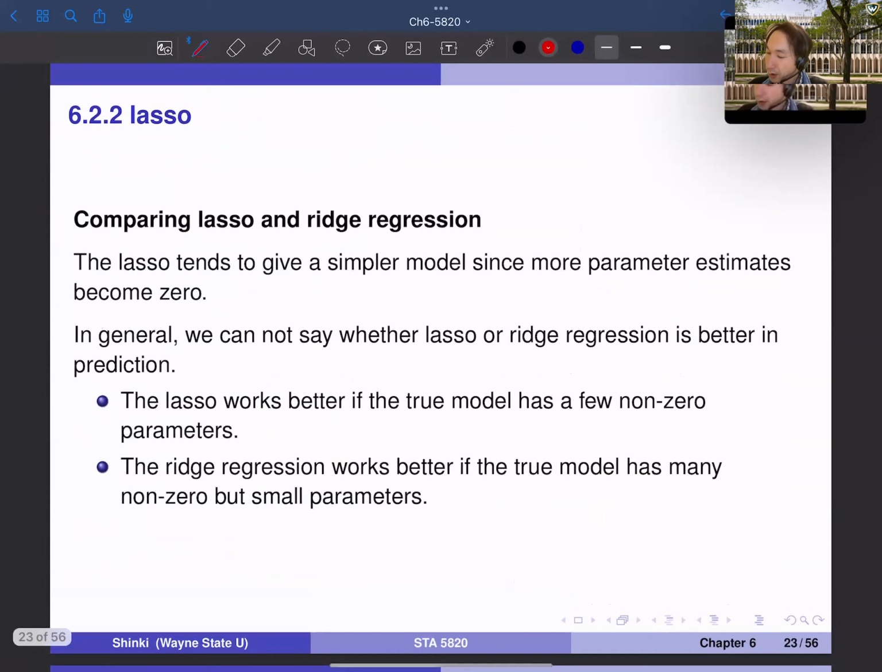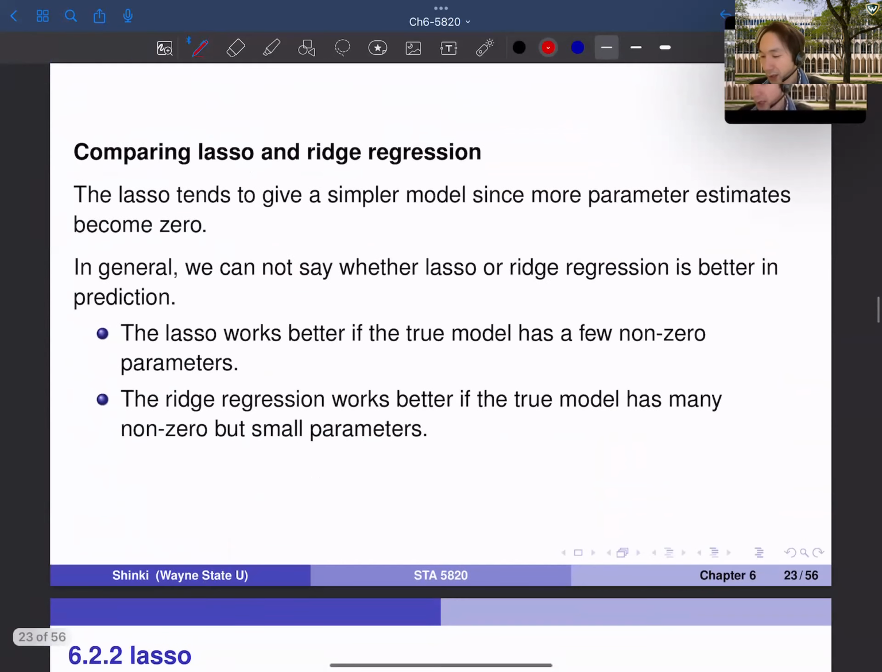So the lasso tends to give a simpler model, since more parameter estimates become 0. Simpler in the sense that we have fewer non-zero parameters. In general, we cannot say whether lasso or ridge regression is better in prediction. Lasso works better if the true model has a few non-zero parameters. Ridge regression works better if the true model has many non-zero but small parameters.